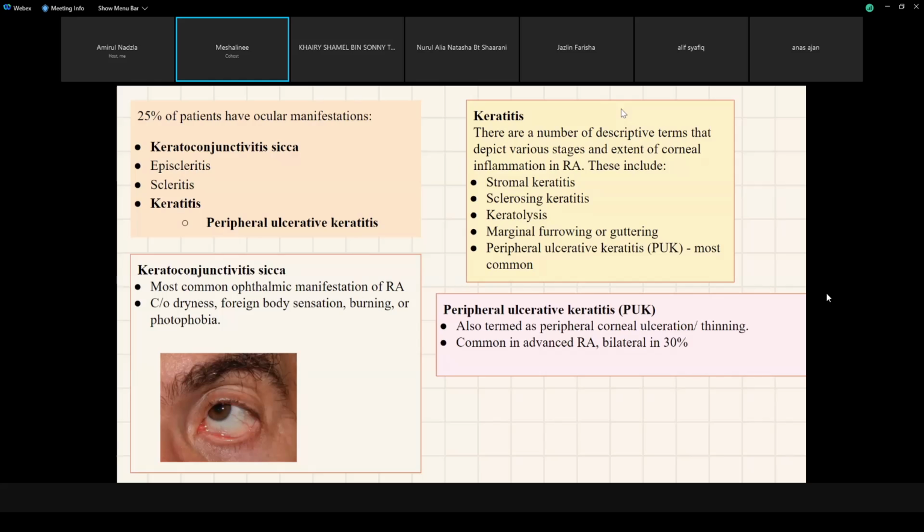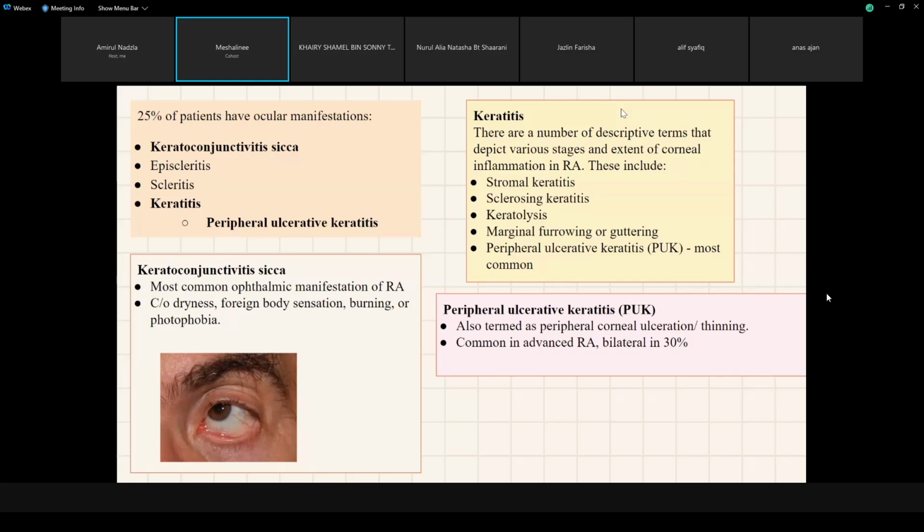As for keratitis, there are several forms, such as stromal keratitis, sclerosing keratitis, keratolysis, marginal furrowing or guttering, or peripheral ulcerative keratitis, PUK, and this PUK is the most common type of keratitis in rheumatoid arthritis. Peripheral ulcerative keratitis is also known as peripheral corneal ulceration or thinning, and it is very common in advanced rheumatoid arthritis.